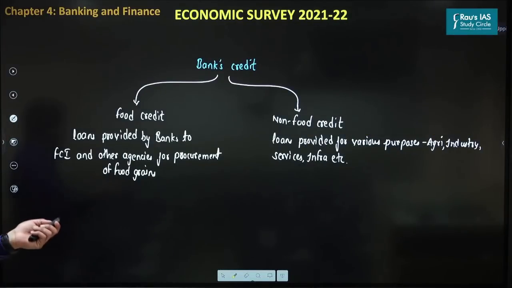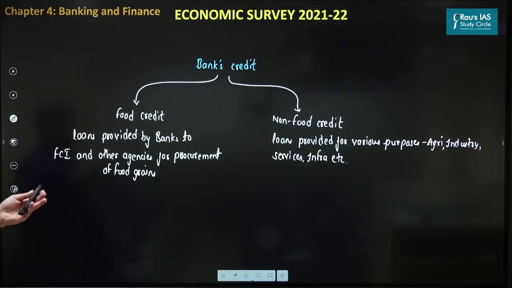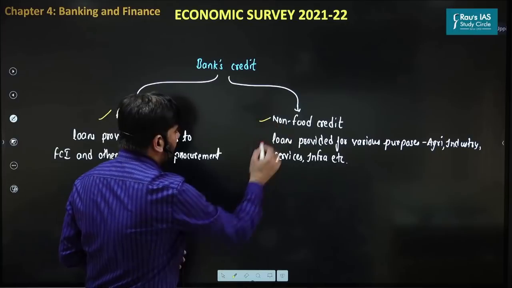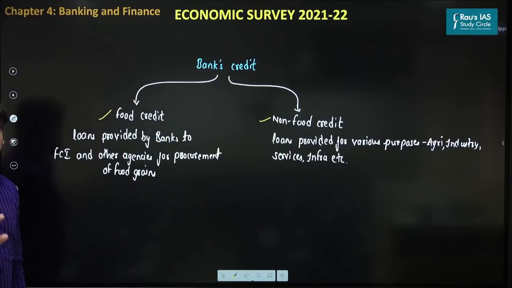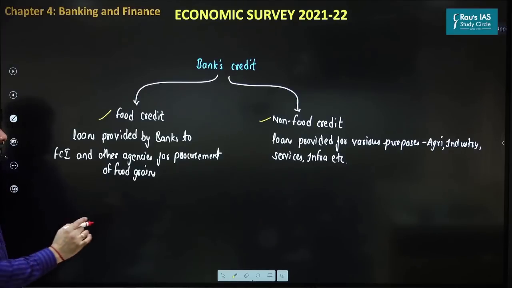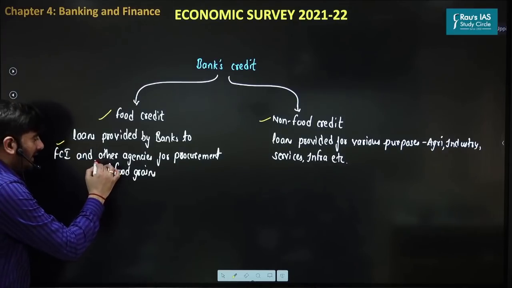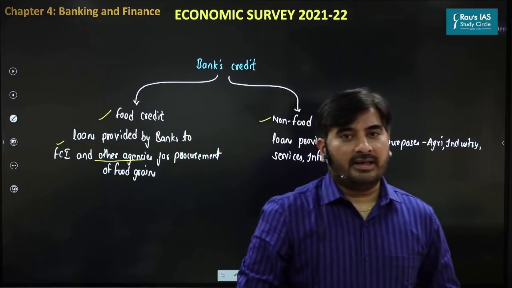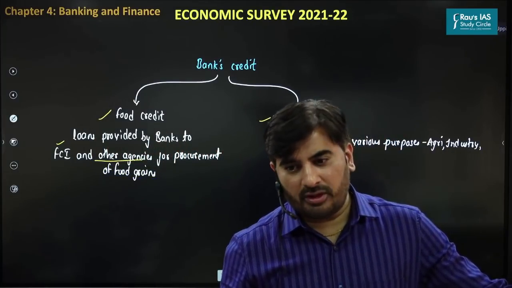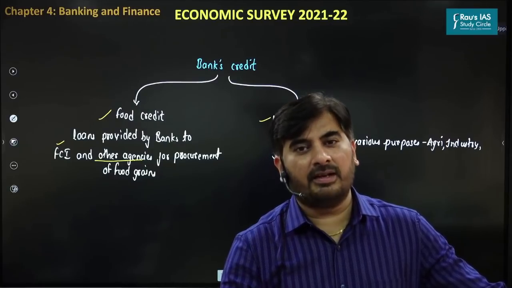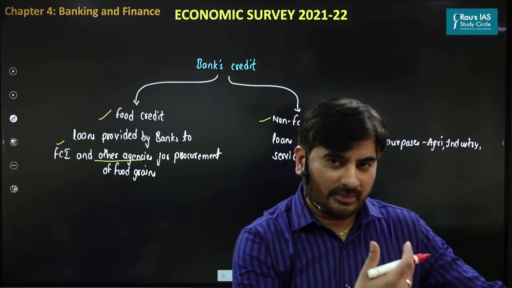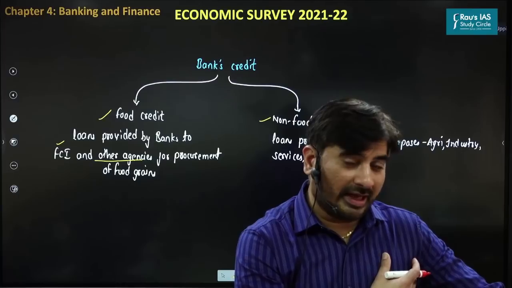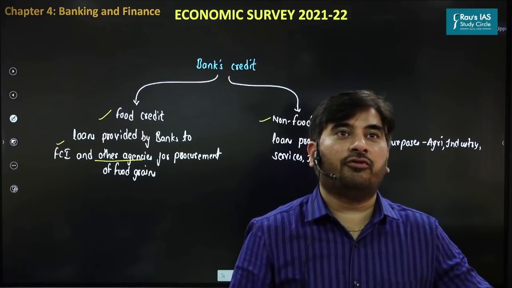Bank credit, I hope you know, bank credit is in turn categorized into two types. That is the food credit and the non-food credit. Food credit is basically the loans given by the banks to Food Corporation of India and other agencies which are involved in procurement of food grains. Whichever agency is involved in procurement of food grains, the government is required to pay the food subsidy bill to such agencies. So when the banks give loans to such agencies involved in procurement of food grains, we call that as food credit.